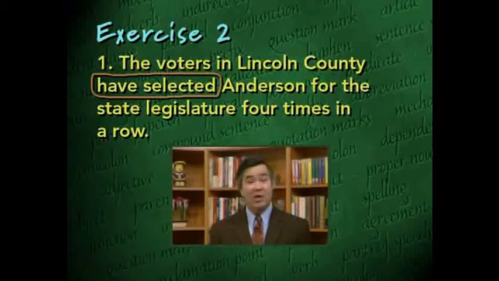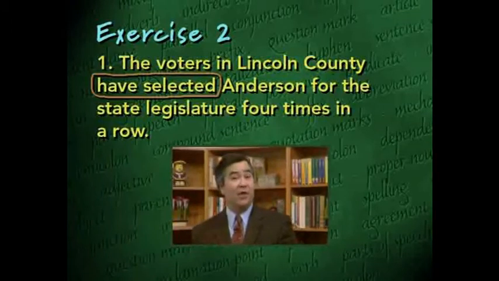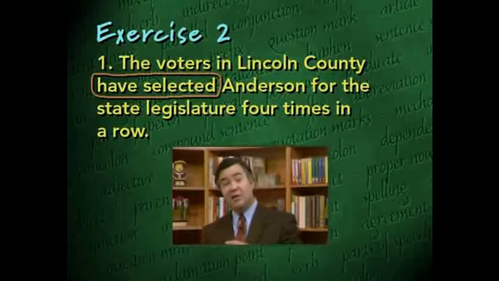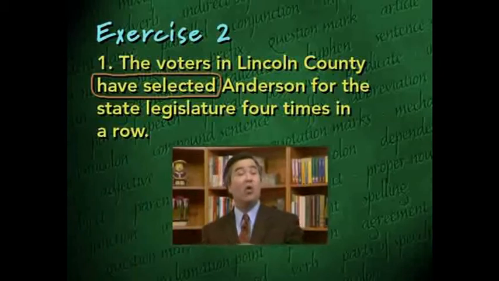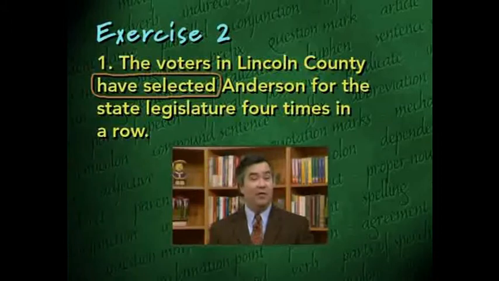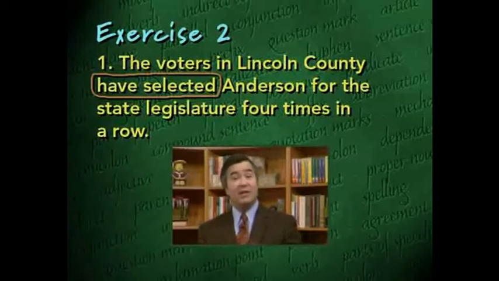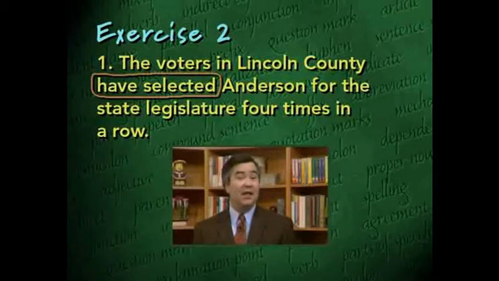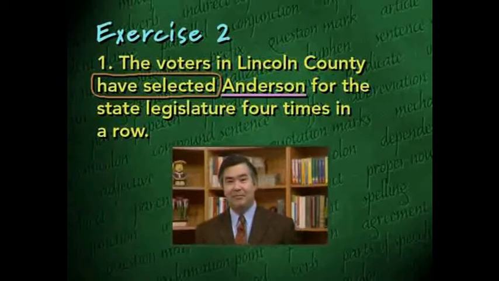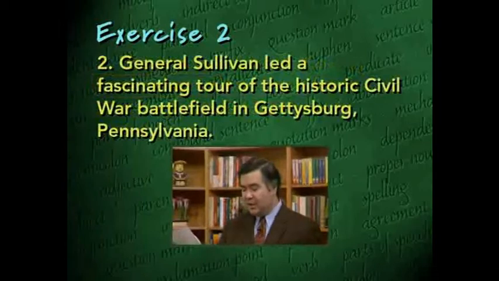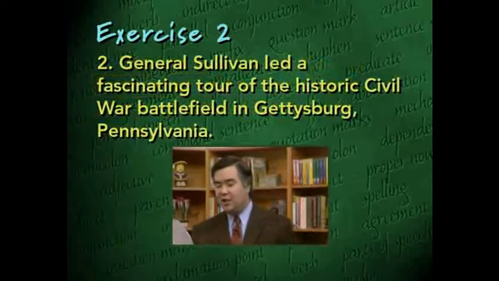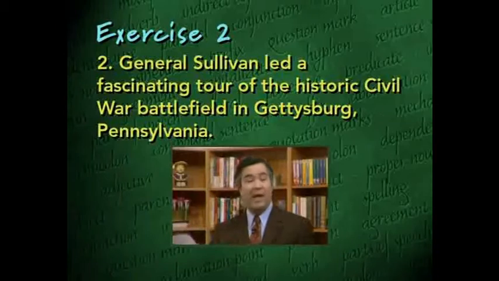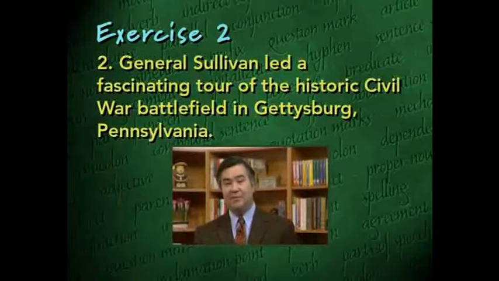Now, is there any word that receives the action of the verb have selected? That is, is there any word that answers the question what or whom after the verb have selected? Well, the answer is the voters have selected Anderson. Anderson receives the action of the verb have selected, and therefore Anderson is the direct object of the verb in this sentence. The next example. General Sullivan led a fascinating tour of the historic Civil War battlefield in Gettysburg, Pennsylvania.